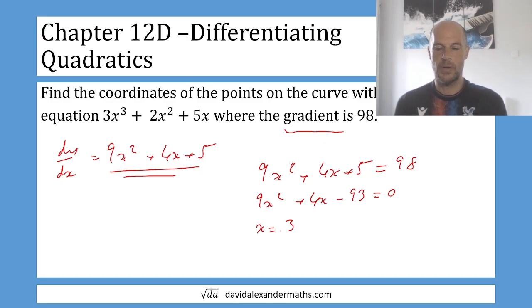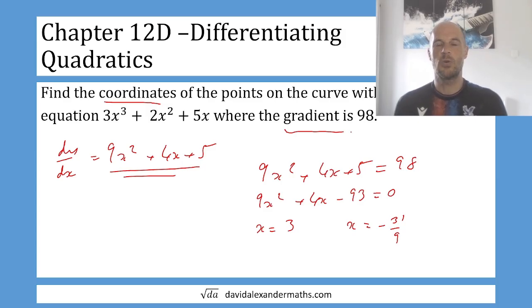Are there any other points? Okay, yeah, and x is minus 31 over 9. So there's two points where the gradient is 98. Now when we've been asked to find the coordinates, I found x is 3. Now this is where people get tangled in knots. People want to substitute it back into the gradient function, but we know that if I substitute it into here, I will get this value of 98.